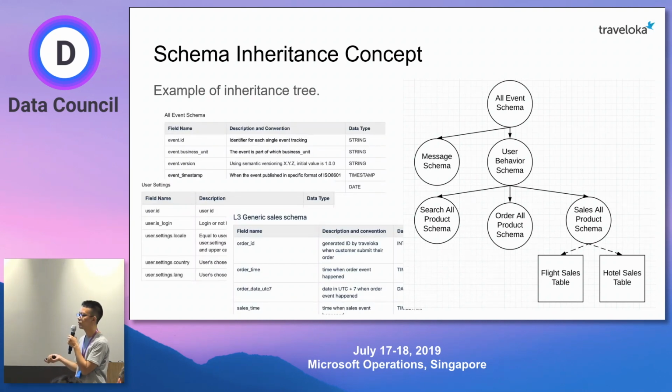Yeah, this is just one real example. On the all event schema, user settings, and sales schema, these are the fields that are actually there, and they are inherited from the grandparent to the grandson.